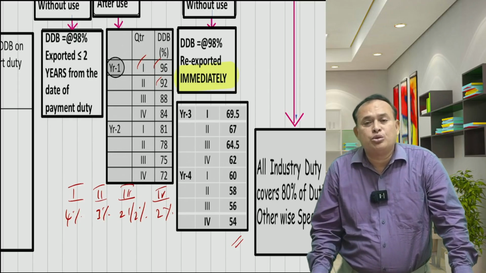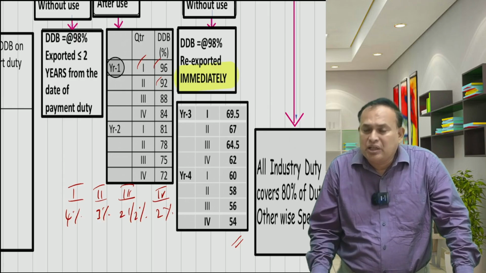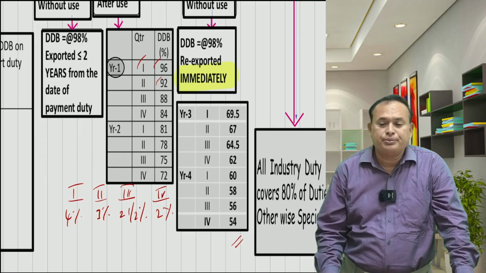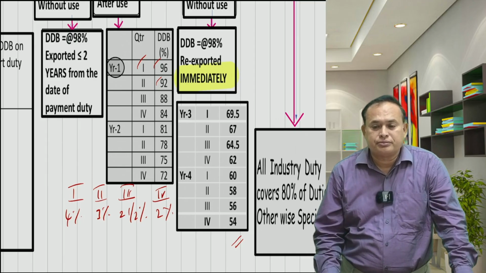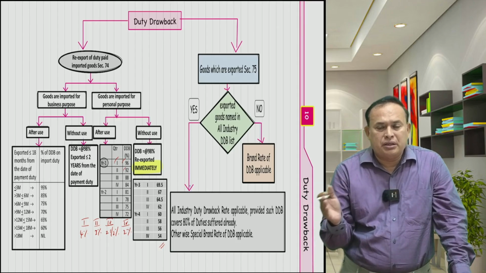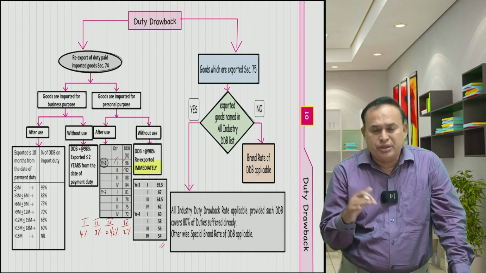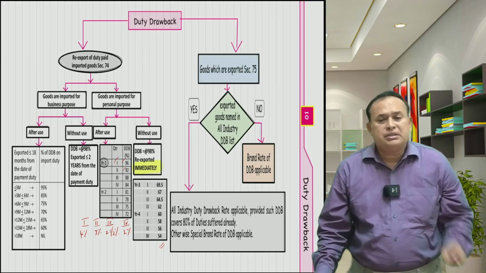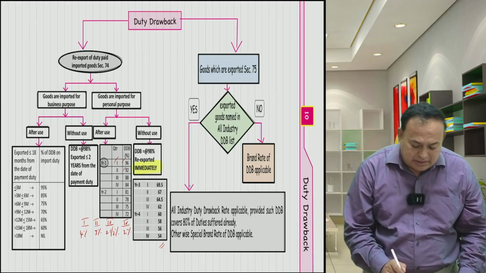How can this be addressed from the examination point of view? Now I am going to bring to notice one examination problem as follows. Before going to the problem on duty drawback under section 74, I would like to bring to notice some more points under this section 74 only.